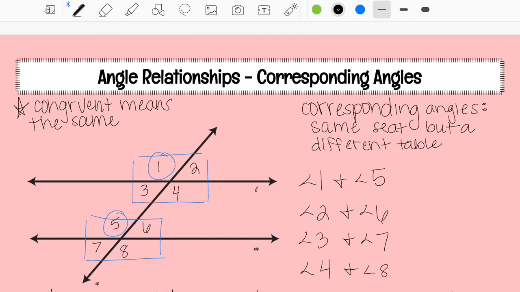So what that means for our purposes is that if angle 1 is 130 degrees, then so is angle 5. If angle 2 is 50 degrees, then so is angle 6 because they're corresponding. So please make sure that you guys have written down all of these things that we have so far before we move on to the next angle relationship.